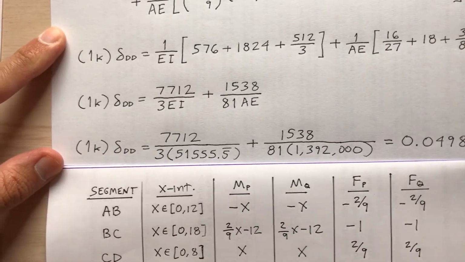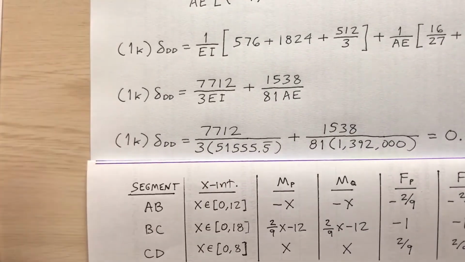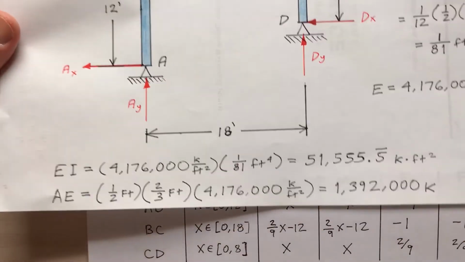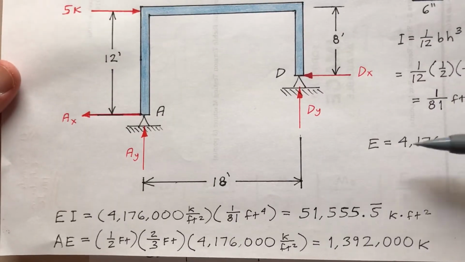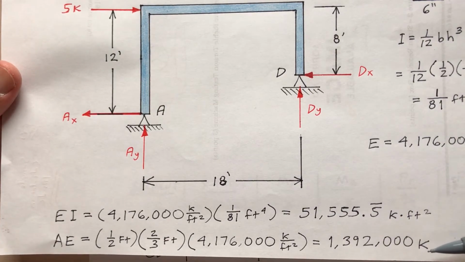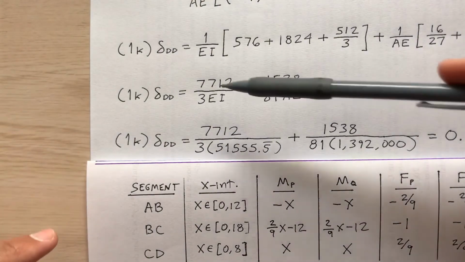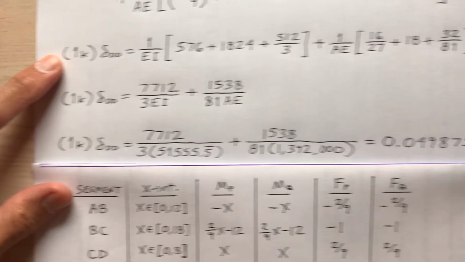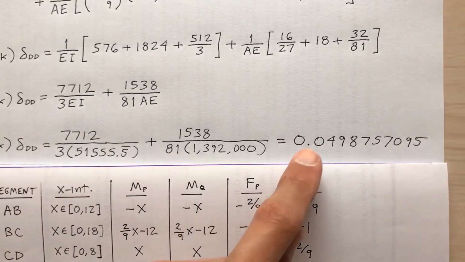Okay, what am I doing here? Just look at this part. I know what EI is, I found that earlier. Remember this? The first page. I found EI earlier: 51,556. And the AE was 1,392,000. Remember those values? Okay, so I stick those in, and I find that 1 kip times delta sub dd is this value.